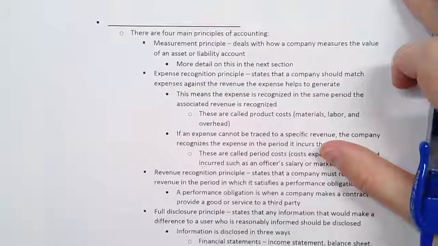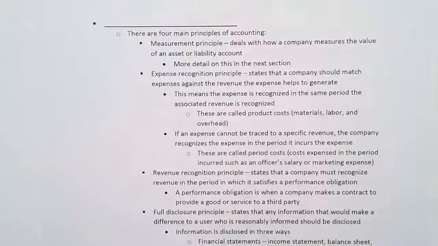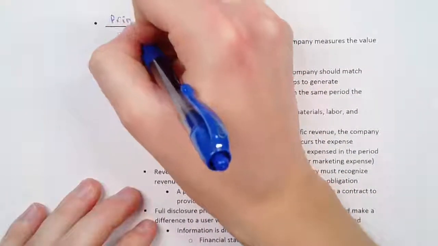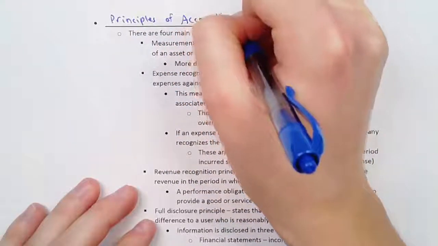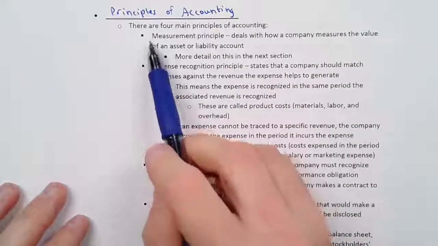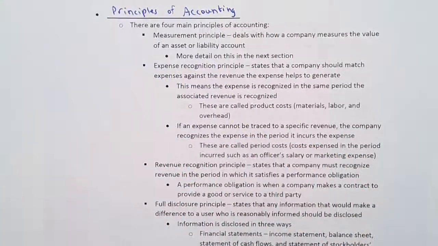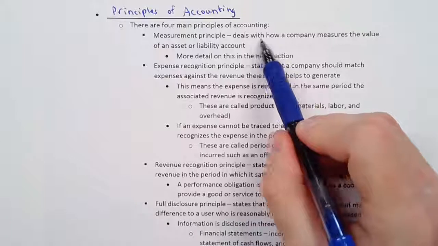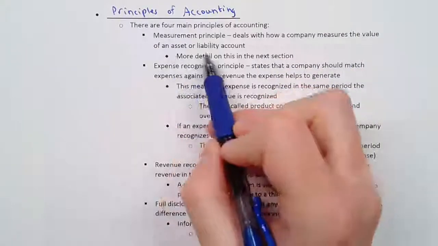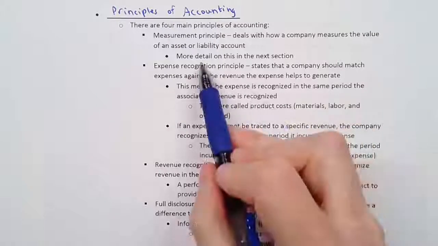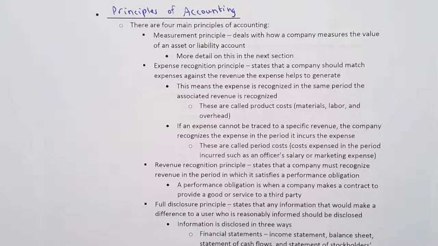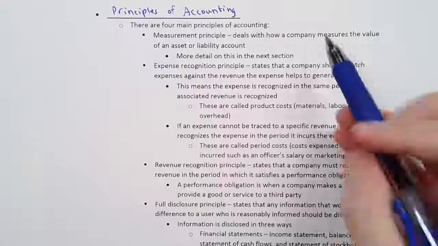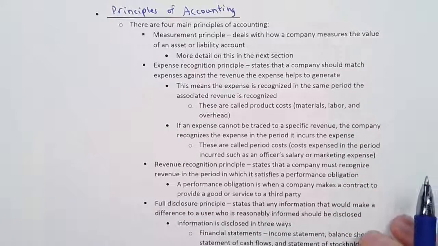On the next page, we are going to go through the main principles of accounting. Here, we have 4 main principles. Okay, the first one is called the measurement principle. Basically, this one deals with how a company measures the value of an asset or a liability. We're going to talk about this more in the next section. We just went through the definition very quickly, but we're going to go through a lot more specifics on the next page. But basically, it's just how the company values an asset or a liability.